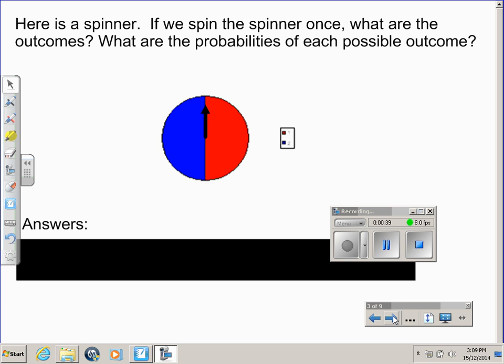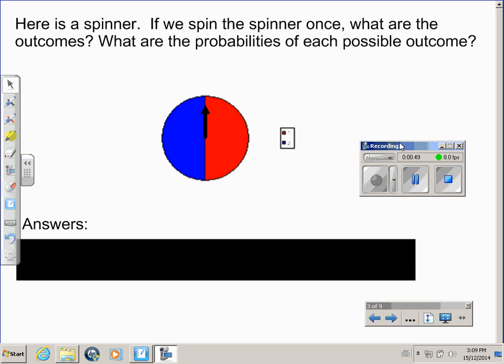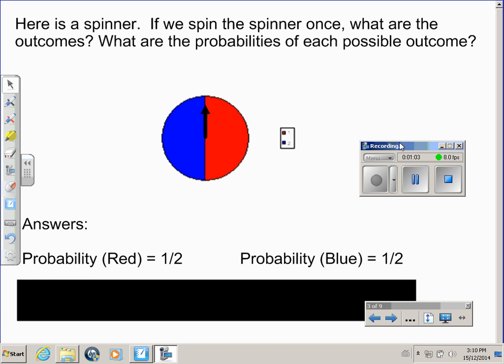Here's a spinner. If we spin the spinner once, what are the outcomes? What are the probabilities of each possible outcome? Well, we see that this spinner has only two colors, blue and red, and both sides are an equal size. So that means that the probability of spinning red is 1 out of 2, and it also means that the probability of spinning blue is 1 over 2 as well.